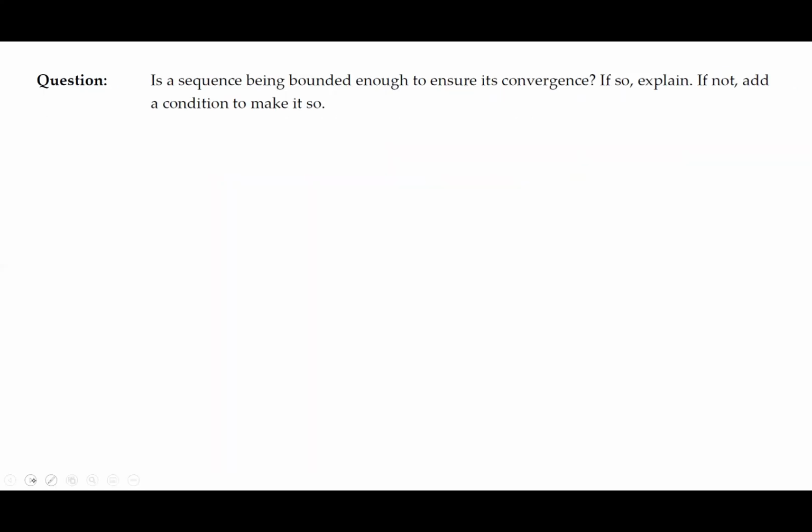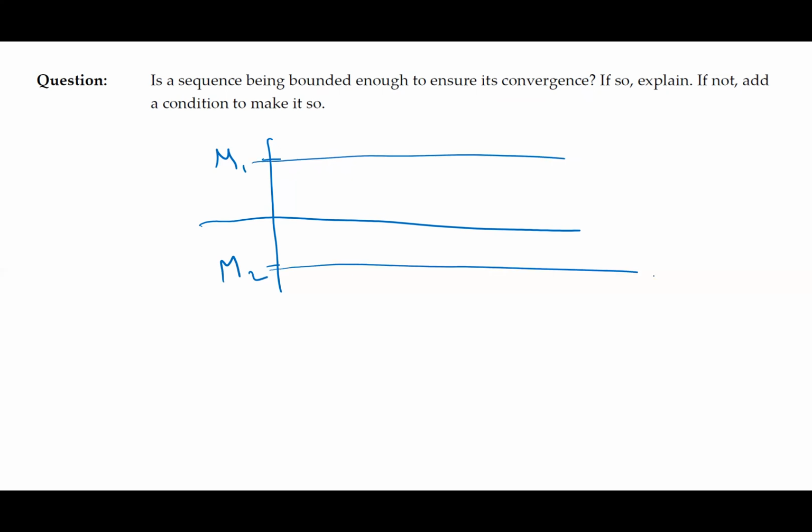Now, is being bounded enough to ensure convergence? Let's think about that. So let's say that I had a sequence that's bounded above and below. I'm going to call this M1 and M2. So all the terms of the sequence live in here. Well, does that mean that the thing has to converge? No.